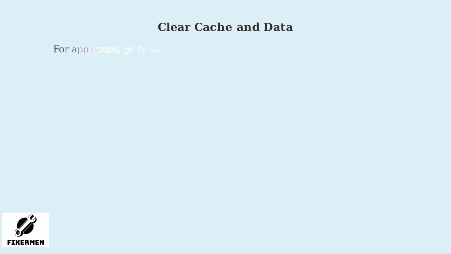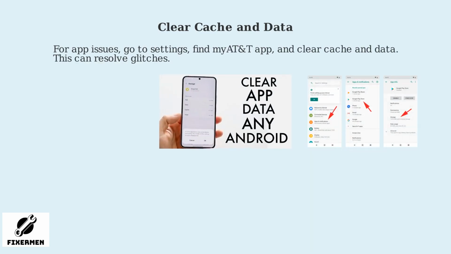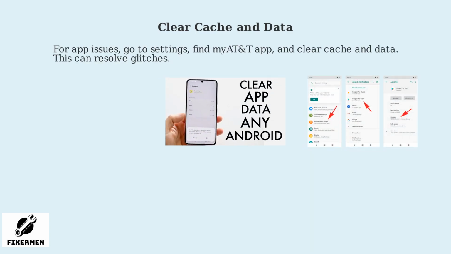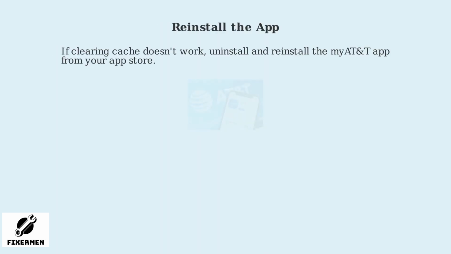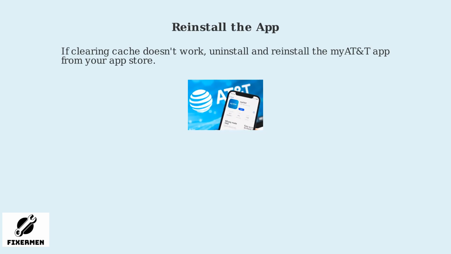If you're experiencing issues with the app, try clearing the cache and app data. Go to your device settings, find the My AT&T app, and select the option to clear cache and data. This often fixes temporary glitches that can interfere with password resets. If clearing the cache and data doesn't resolve the issue, try uninstalling and reinstalling the My AT&T app. Download the latest version from your app store to ensure you have all the current fixes and updates.